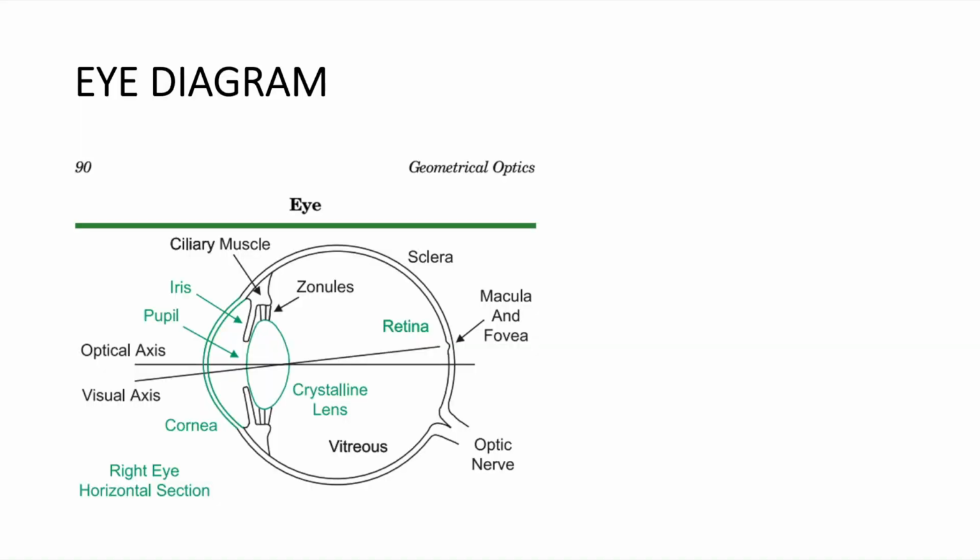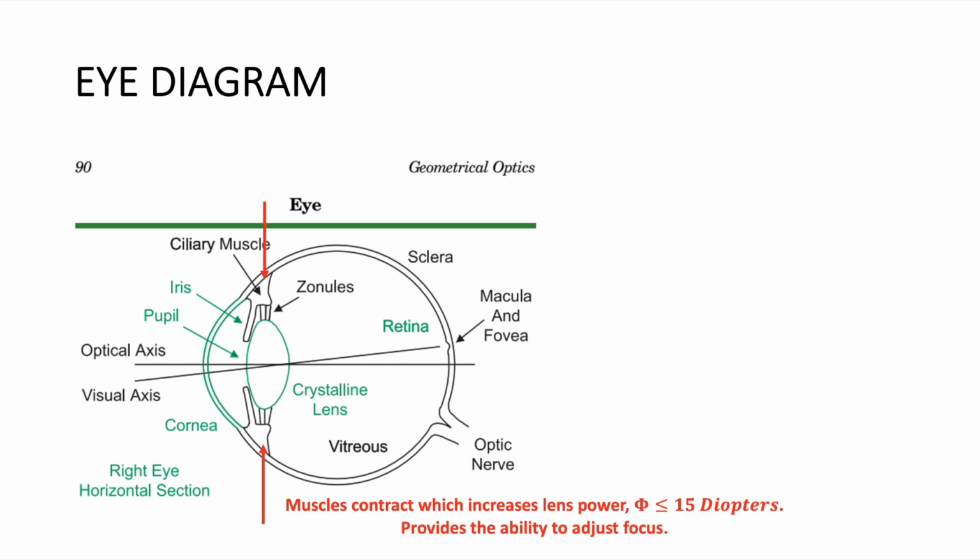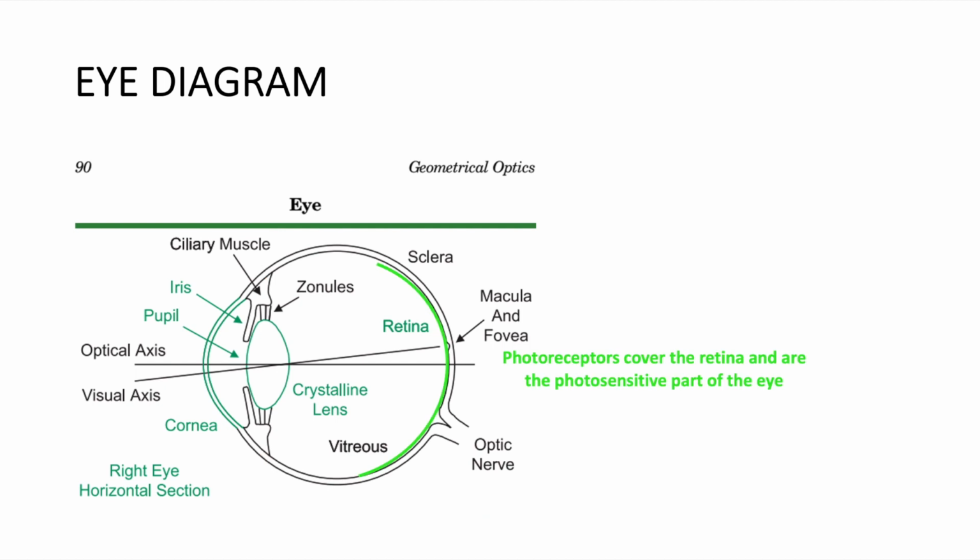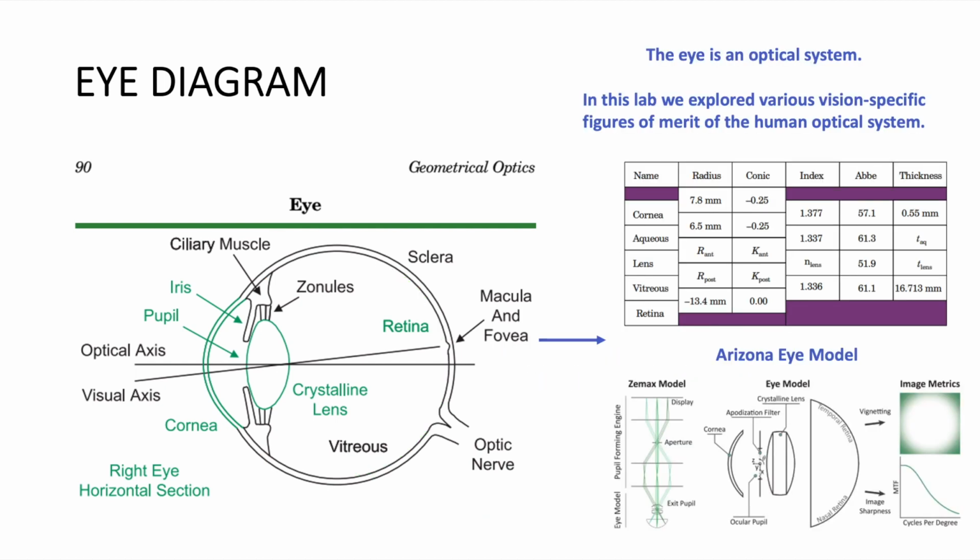We rely on vision more than almost any other sense, but how does the human eye work? After passing through the cornea, light enters the pupil and the lens. The amount of refraction can be controlled by contracting the ciliary muscle. The light then focuses on the retina where photoreceptors transmit an image to the brain. Like in other labs, the eye is an optical system which we can characterize using specific figures of merit.